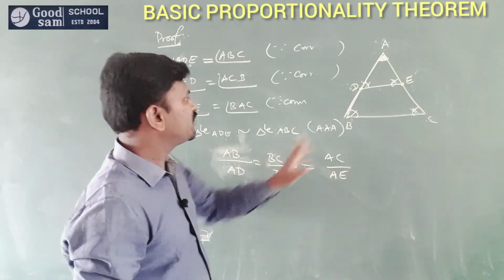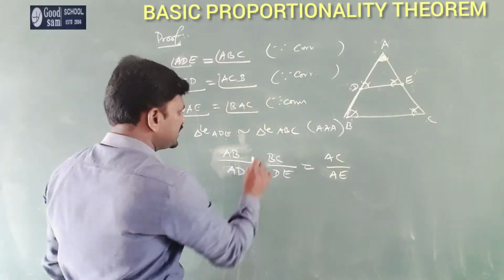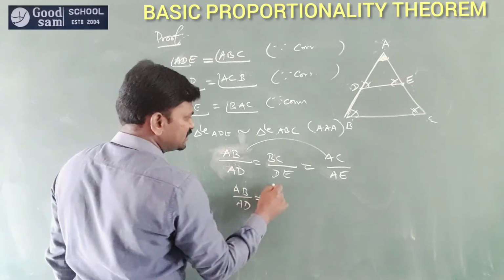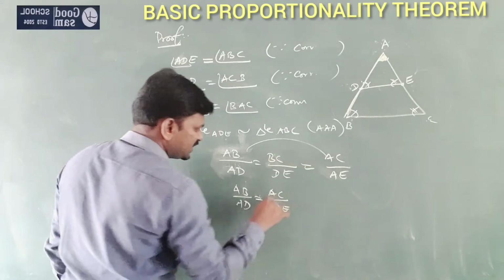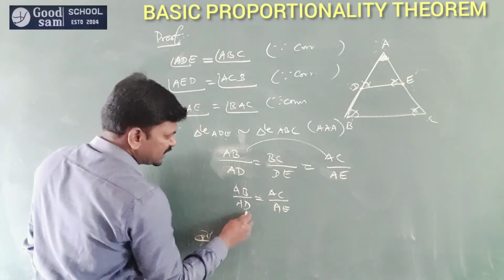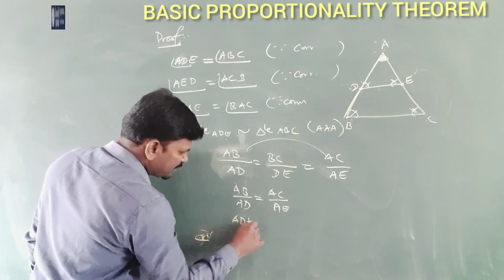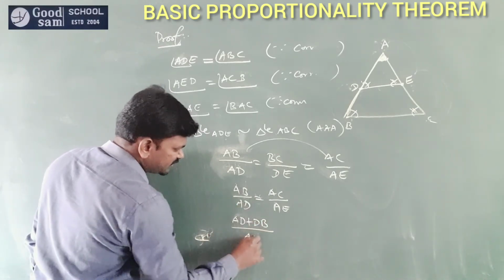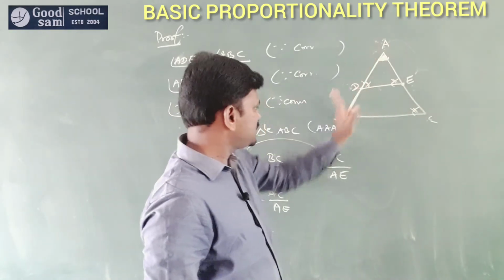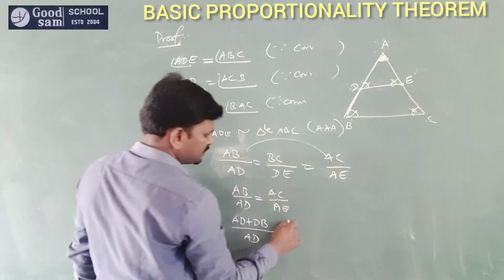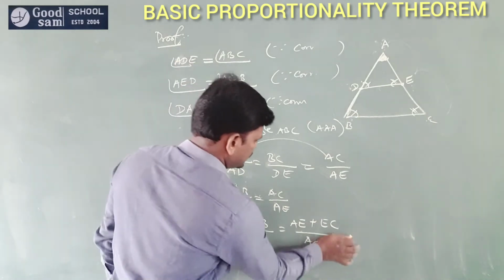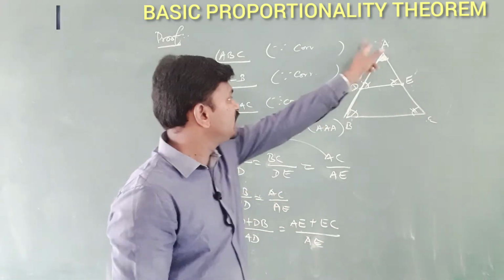So in the proof, what do we have to prove? AD by DB is equal to AE by EC. So we take these two: AB by AD is equal to AC by AE. If all these three are equal, definitely these two will be equal. Then AB can be split into AD plus DB, by AD. Similarly AC can be split into AE plus EC, by AE.